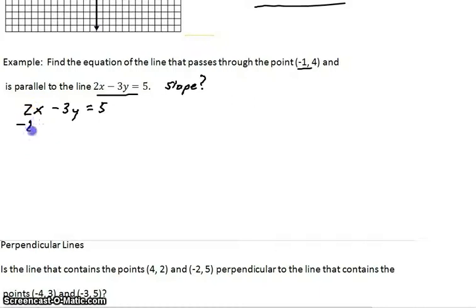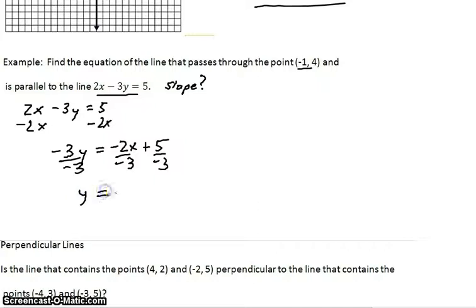We need to find the slope, but it doesn't tell us directly what the slope is by that equation. So I'm going to subtract 2x because we need to solve it for y so I can find a number that tells us what the slope is. So I'm going to get negative 3y equals negative 2x plus 5. And I'm going to divide by a negative 3, and I get y equals 2/3 x minus 5/3.